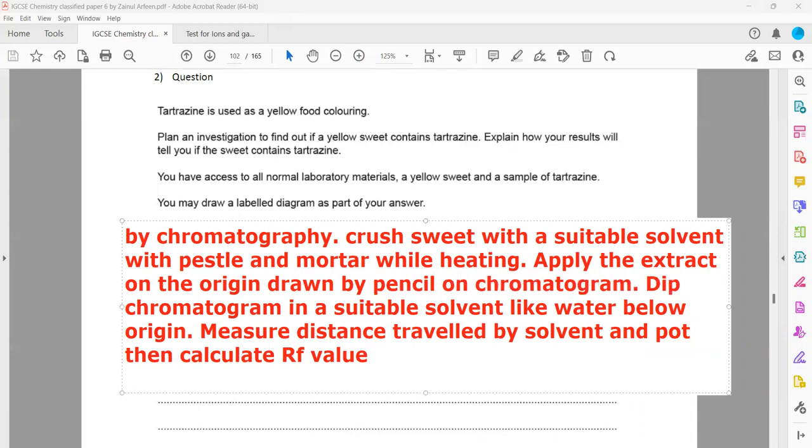Sorry, repeat what you said. We say place the chromatogram in the suitable solvent, not dip it, because dipping would dissolve the extract in the solvent. Or if you mention dip, then you use the term that the origin should be above the solvent level. That is also fine. Like you should specify that.